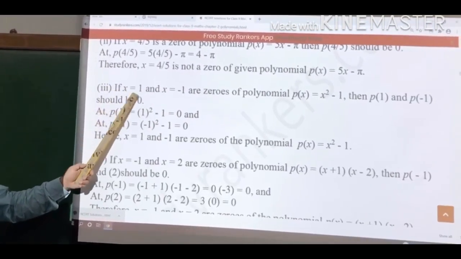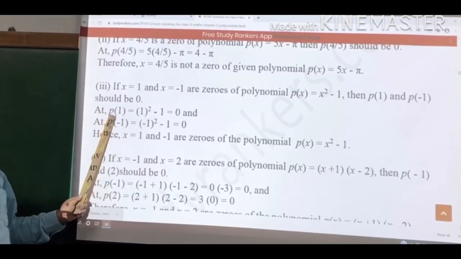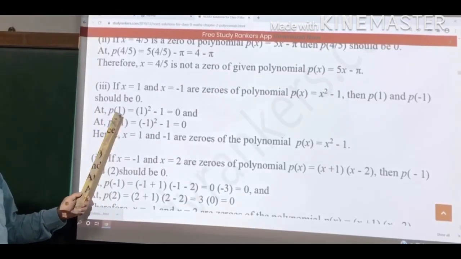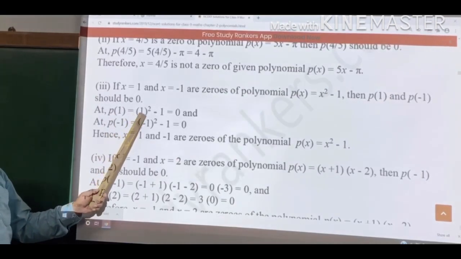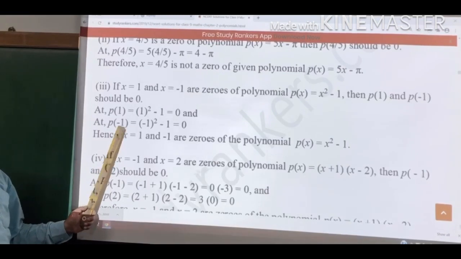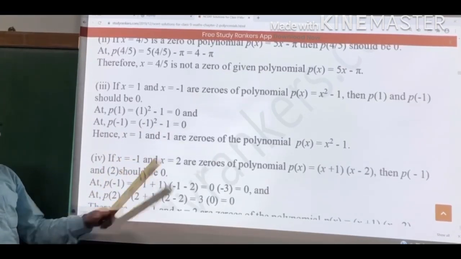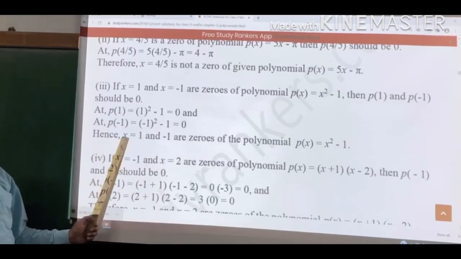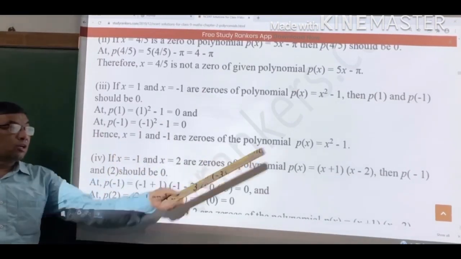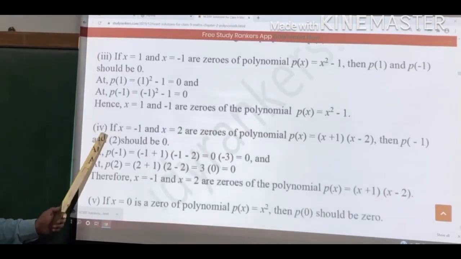For the value of x equal to 1 and x equal to minus 1. So first of all we apply 1. So here 1 square minus 1, which is 1 minus 1, 0. P of minus 1. So x square minus 1 is given, so minus 1 square minus 1. So 1 minus 1 is equal to 0. So 1 and minus 1 both are zeros of a polynomial x square minus 1. Now we see the fourth one.